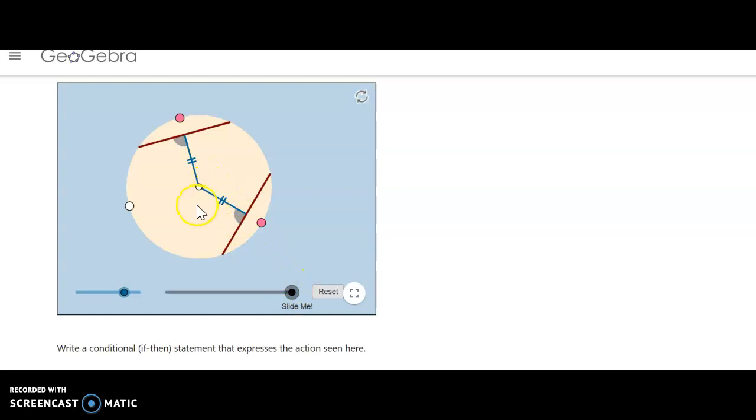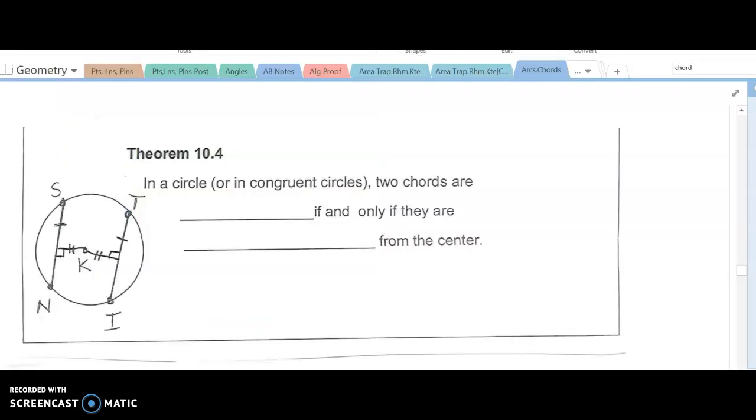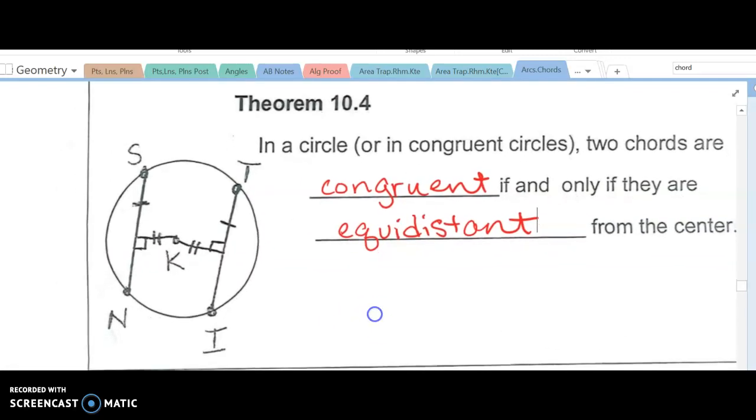If it's really short right here, then you're going to have a really long chord. If it's longer, you're going to have a really short chord. But if they're the same distance, you're going to have equivalent chords. And that is our next theorem. In a circle or congruent circles, two chords are congruent if and only if they are equidistant from the center.